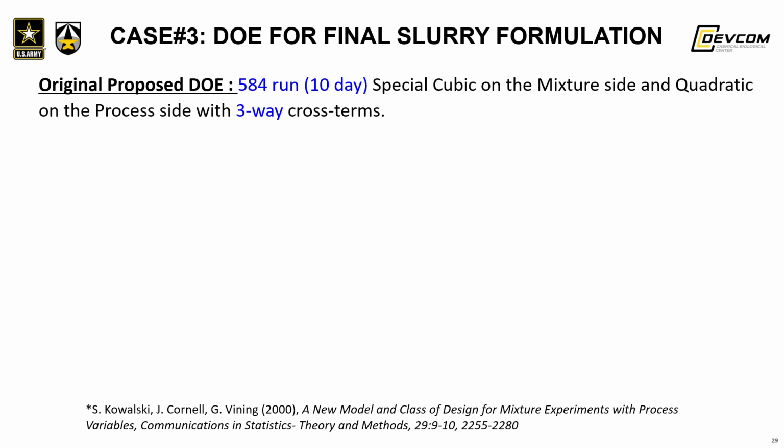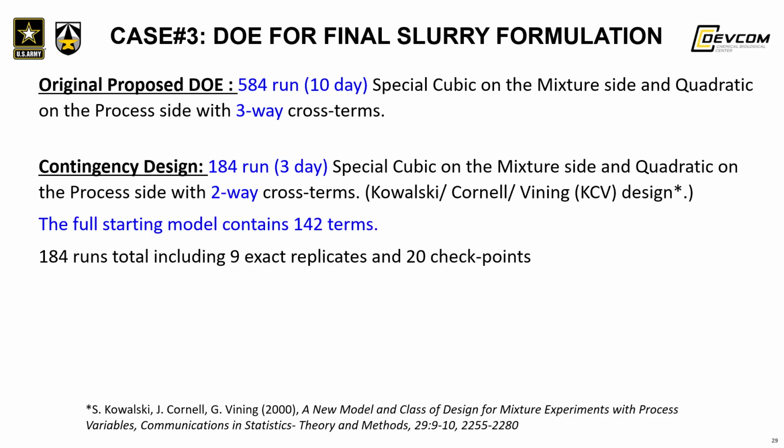So we looked at our model and we said, well, hate to do it, but if we cut it down to 2-way cross terms and made it a KCV design, that would only be 184 runs, and we could do that in 3 days. Now, we thought we were going out on a limb with the 10-day design for a design space this complex. We're past the limb with this 3-day design, and we kind of caveated that. We said, we may have to actually go back and augment this thing. We don't know if we're going to get a good model from only 3 days.